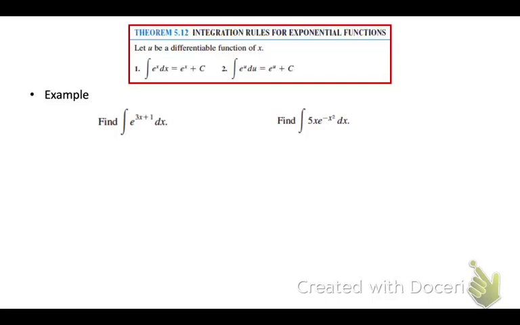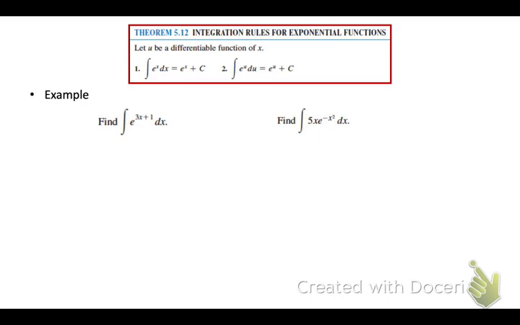Okay, so today in 5.4 we are going to integrate the exponential function. So we need to know the integral rules. Again, 1 is specific, 2 is general. Got it? Okay, so we have the integral of e to the x dx is e to the x plus c.